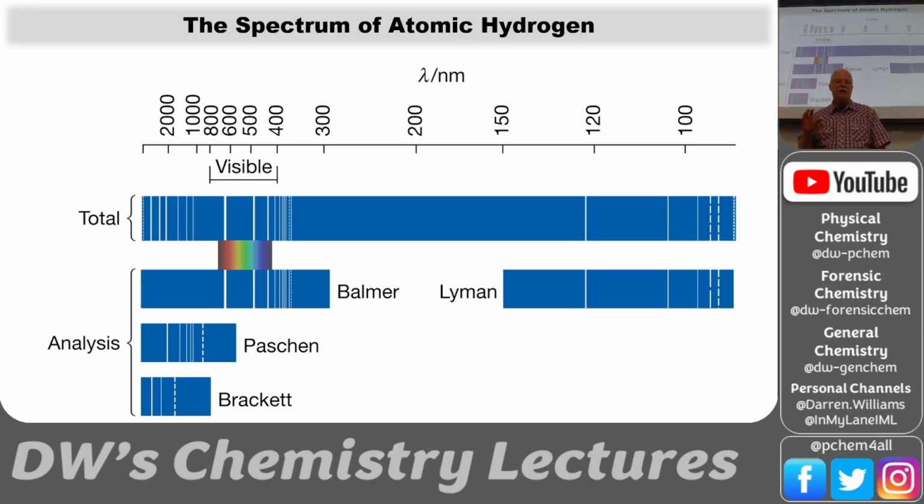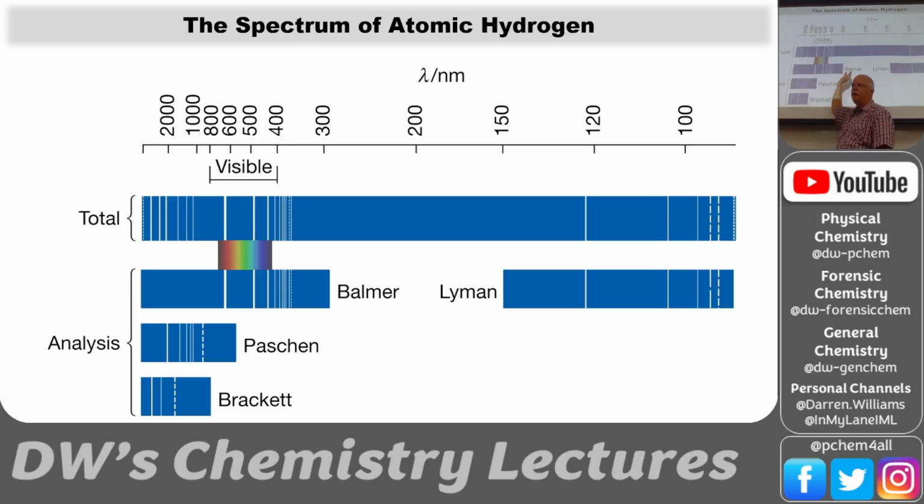There were different scientists that analyzed the hydrogen spectrum, and here are their names. The Balmer series is the one that is in the visible region, but then there's the Paschen series. So this is short wavelength. The Lyman series is in the UV, the Balmer series is in the visible, the Paschen is in the infrared, and the Brackett is even further in the infrared.